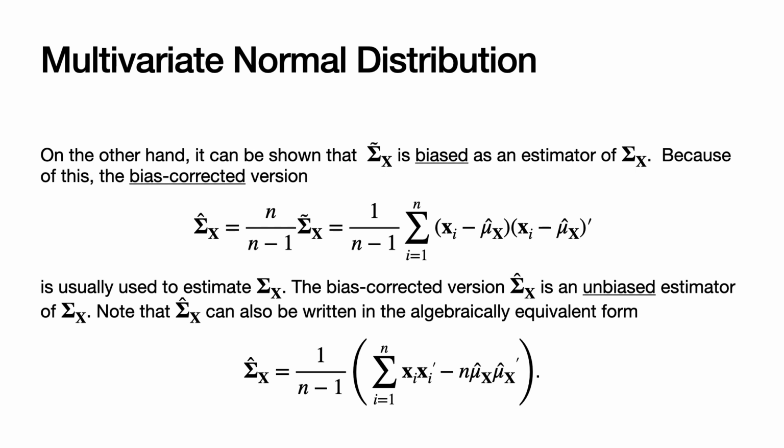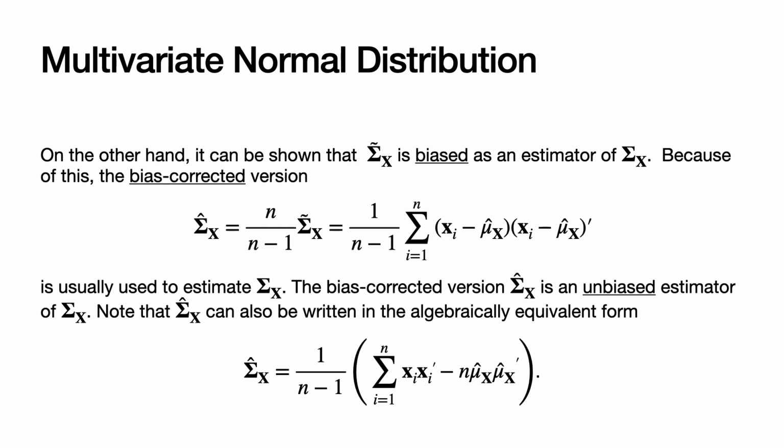So that bias corrected version of the covariance matrix is usually the one that's used to estimate the covariance matrix. It's called the sample covariance matrix, and we use it because it's unbiased as an estimator of sigma sub x. Now, note that the bias corrected version, the usual sample variance, sigma hat sub x, can be written in the algebraically equivalent form shown here.